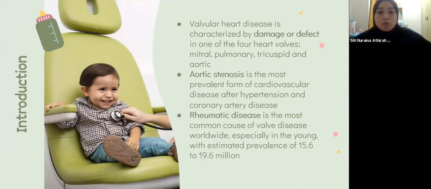So, what is valvular heart disease? Valvular heart disease is basically characterized by damage or defects in one of the four heart valves. Basically, we have mitral, pulmonary, tricuspid, and also aortic. And aortic stenosis is the most prevalent form of cardiovascular disease after hypertension and coronary artery disease. And rheumatic disease is the most common cause of valve disease worldwide, especially in the young, with an estimated prevalence of 15.6 to 19.6 million people. Okay, next.